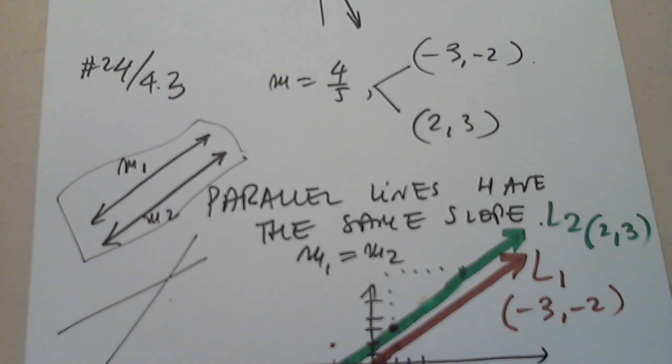2 lines are parallel if they have the same slope, and vice versa. If they have the same slope, they must be parallel. Both lines, one passing through this and the other one passing through that. Okay, the same problem.